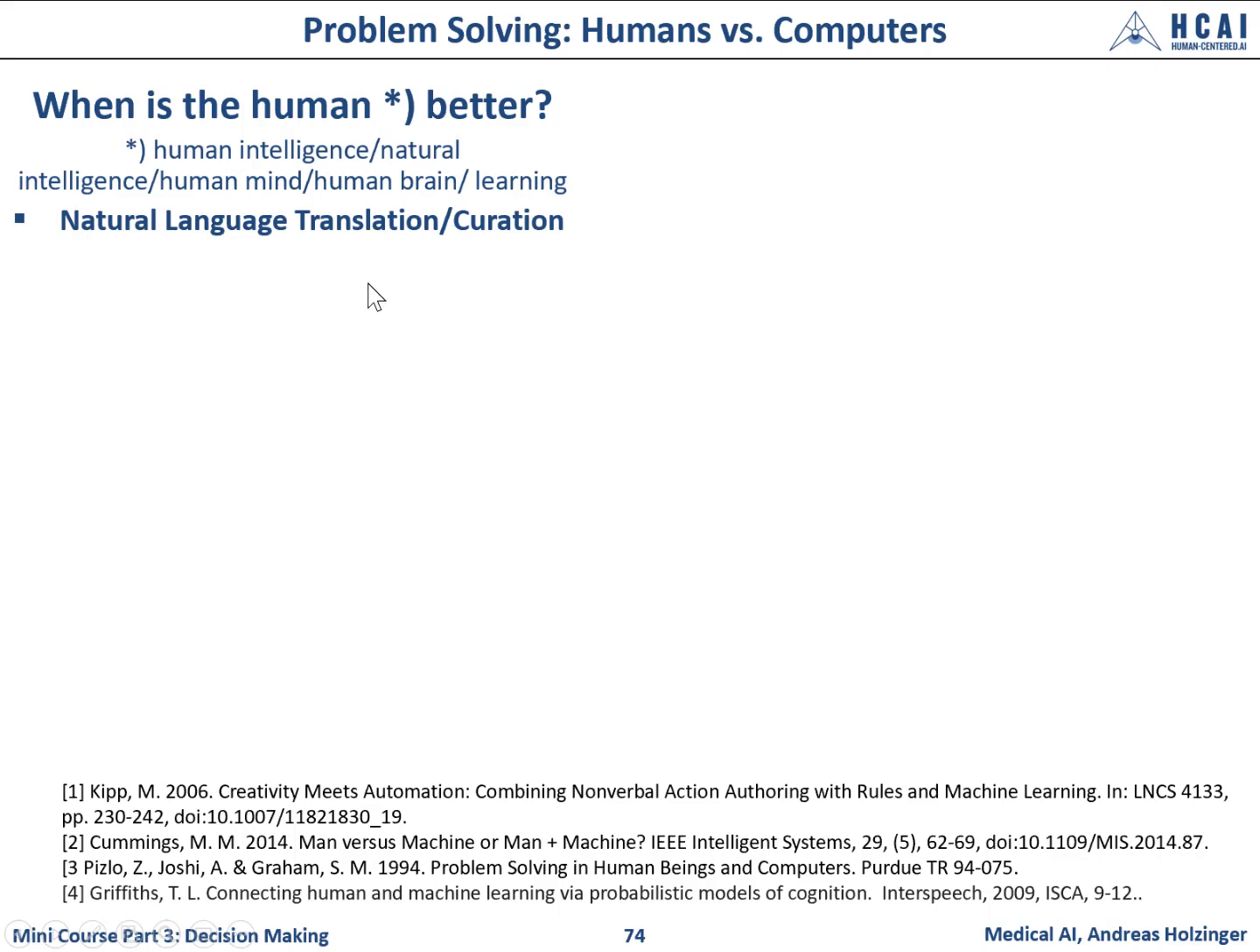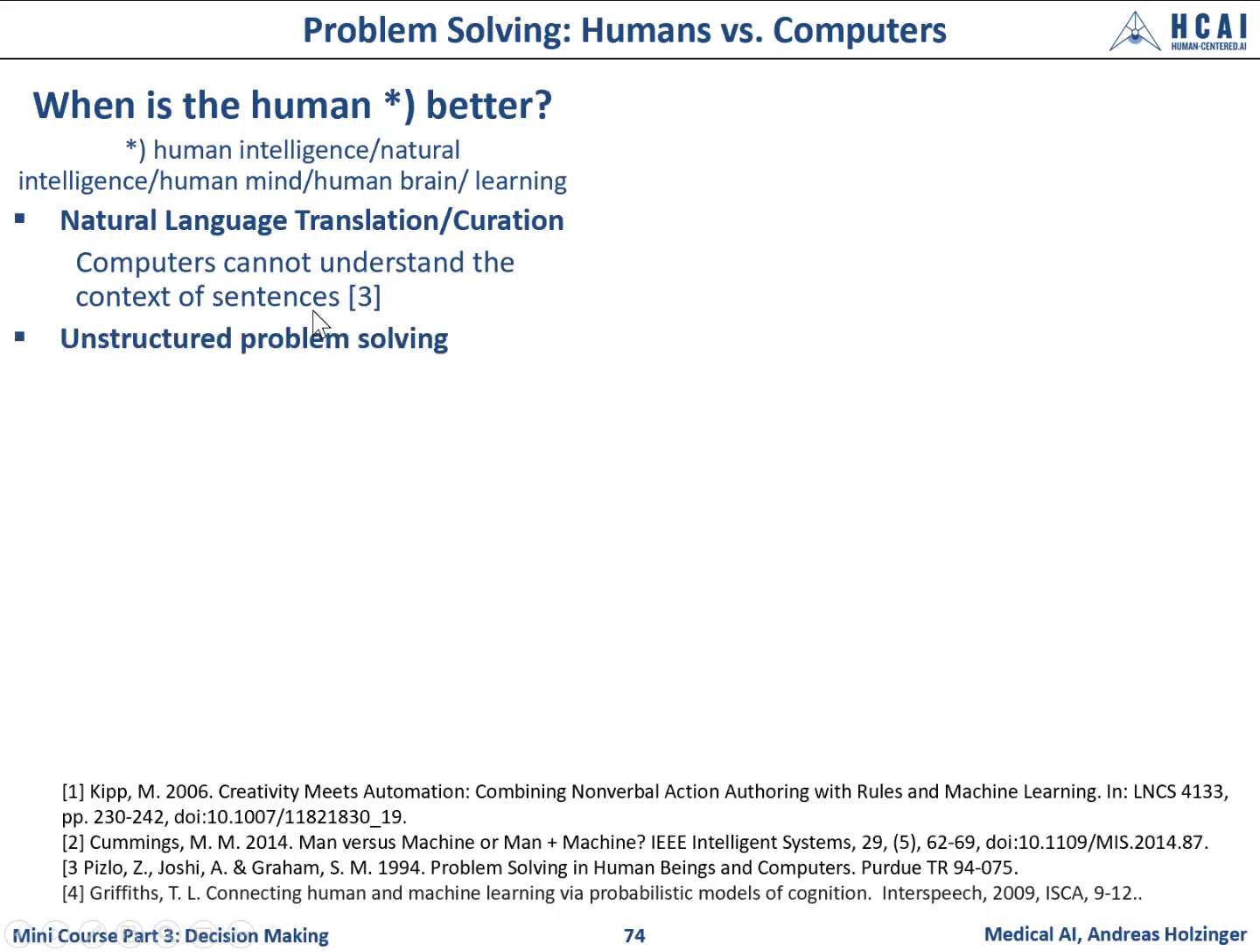So where is the human better? Natural language translation and creation? Not quite, because if you look at DeepL, the natural language translation is actually on or beyond human level, even beyond human level. So in certain cases, you need an expert, for example, for very tricky parts of text. But what is true, computers cannot understand the context of sentences.